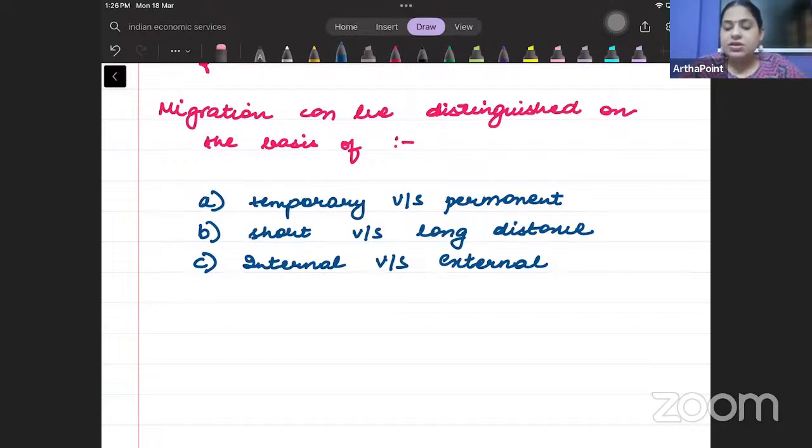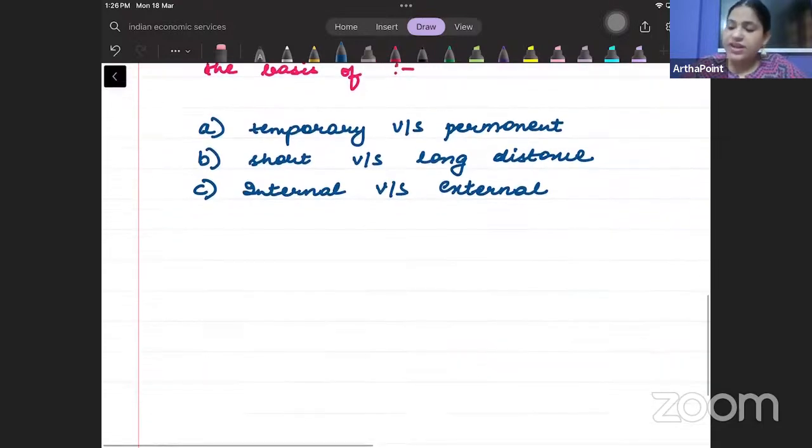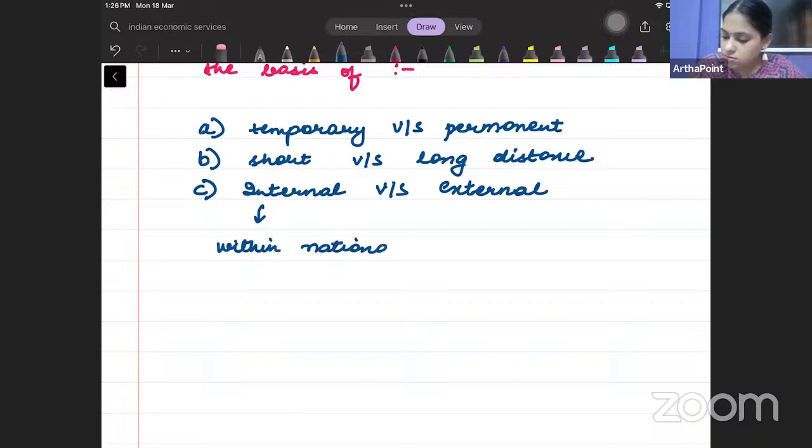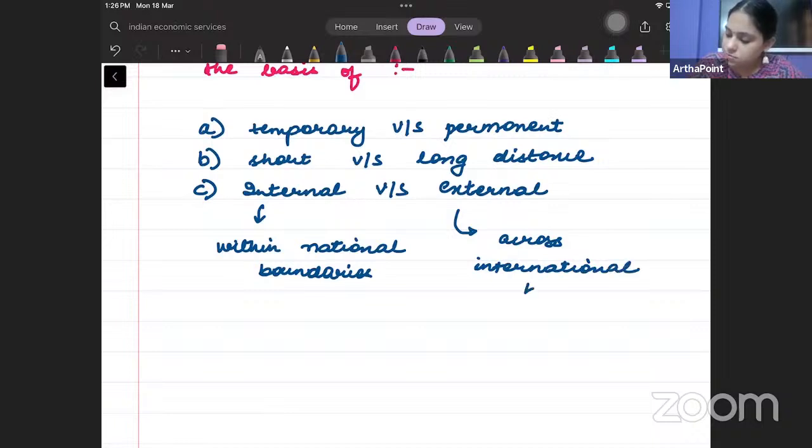Now, beta, just try to understand. When I talk about internal, please understand that this is within national boundaries. And external is across international boundaries, right? Okay. Now, let us go ahead and try to understand the sociological significance of migration.